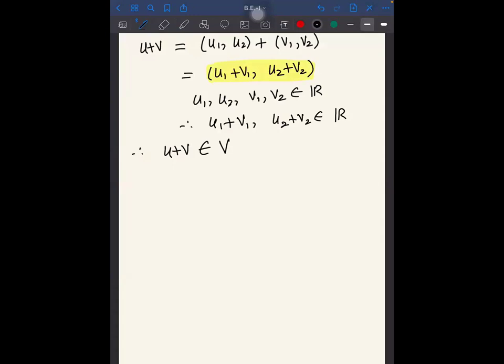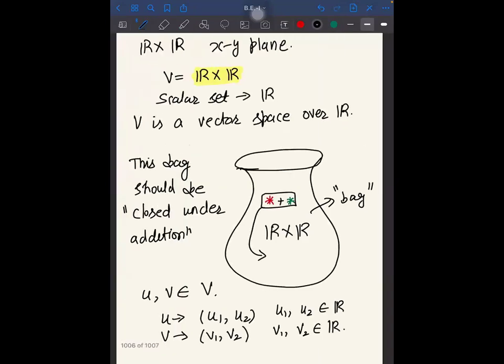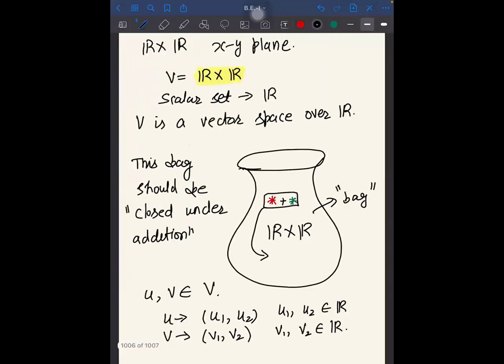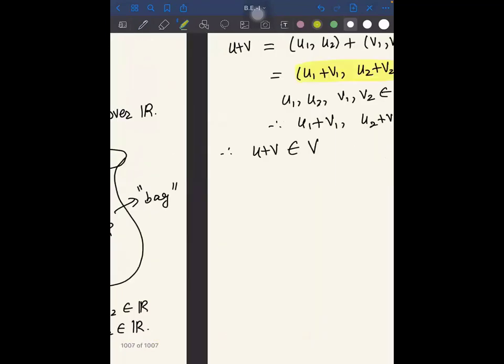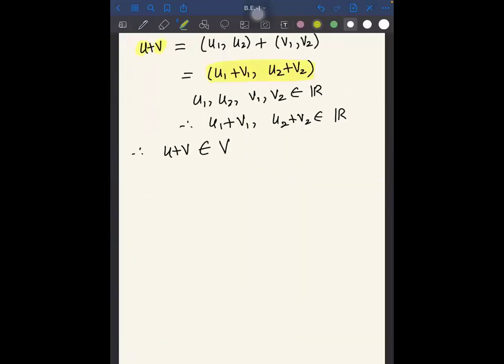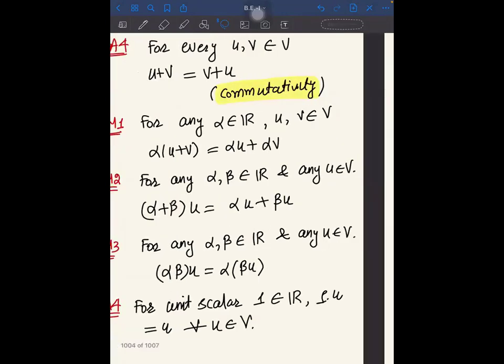So ultimately, you have taken two elements from the coordinate plane, added them together, and obtained an element which belongs to the coordinate plane. That means U plus V belongs to the capital V, which indicates that V is closed under addition.